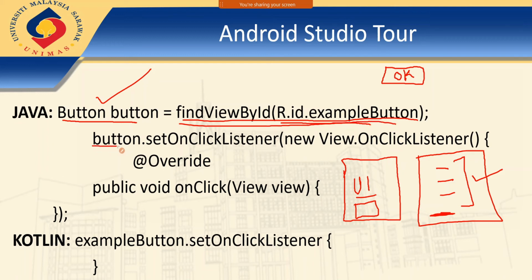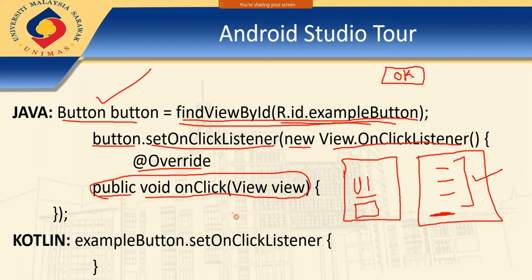And after then button dot set on click listener, then you see again the new, then the click listener again, and then this override, and then the public super on click listener, this is the super class constructor. Okay, all these, and after that here you will have to write your own coding.